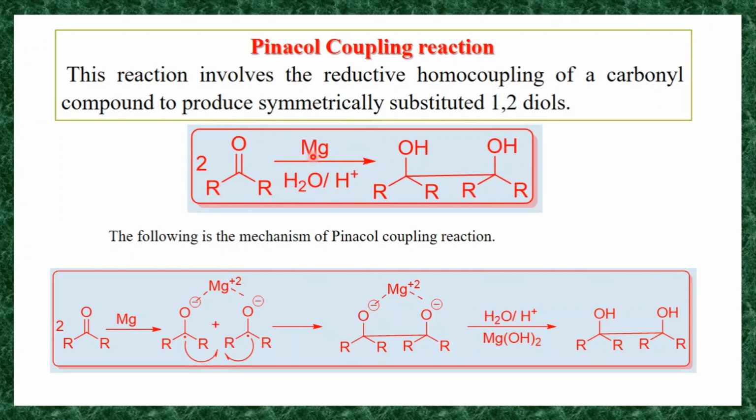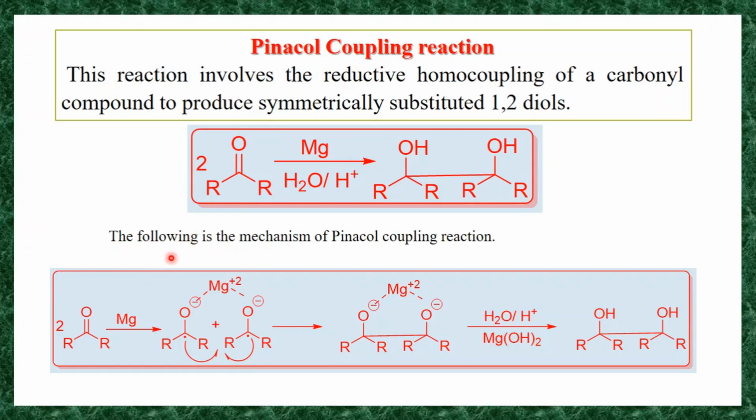This reaction is called a homocoupling reaction. This is your 1,2-diol, where the alcohol OH groups are present on carbons 1 and 2. Two OH groups, so it's a diol. So this is the reaction mechanism. Following is the mechanism of the Pinacol coupling reaction, the general mechanism of this reaction.